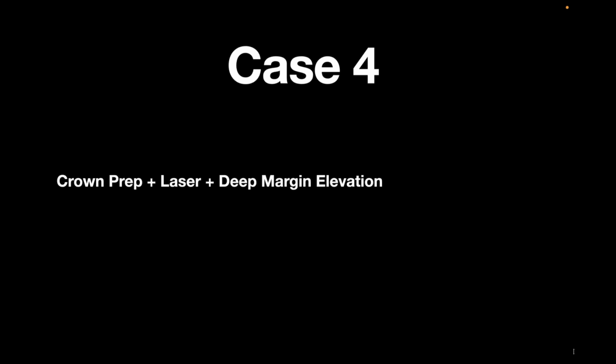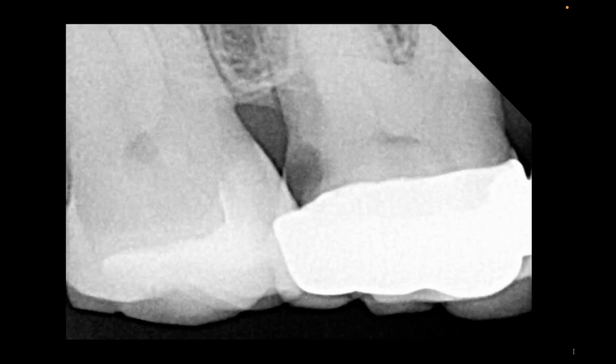Well, let's look at this last case. This last case is going to be crown prep, laser, and deep margin elevation. What does it look like? We have this, our favorite type of cases, right? Whenever we have this distal or interproximal, that upper molar, all this decay that sometimes goes all the way down to the bone, what do we do? Because right now we see on the x-ray, it can go from here to here, right? But in real life, when we remove this, we don't know how deep that's going to go.